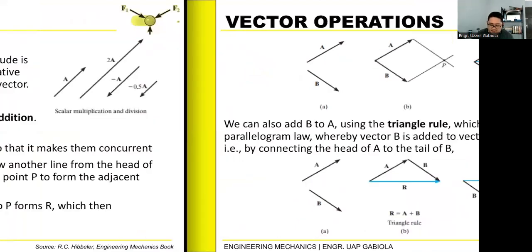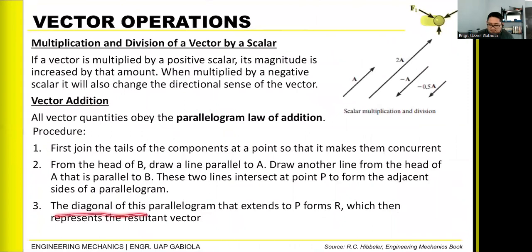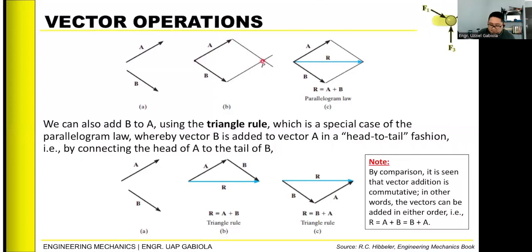Next, number 3 says the diagonal of this parallelogram that extends to P forms R, which represents the resultant of the vectors. So when we connect point P from the starting point, the concurrent point of their tails, going to P, we form R, which we call the resultant. The resultant is the addition of our vectors, so it represents the addition of our vectors A and B. That is what we do in the parallelogram law.